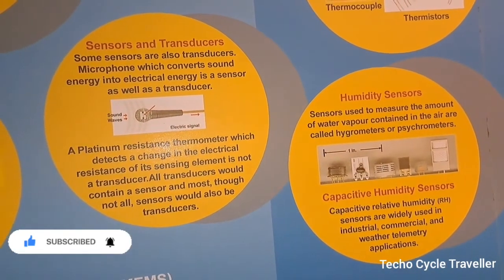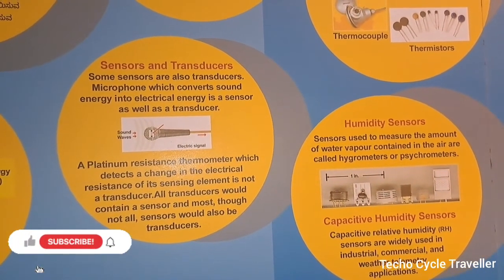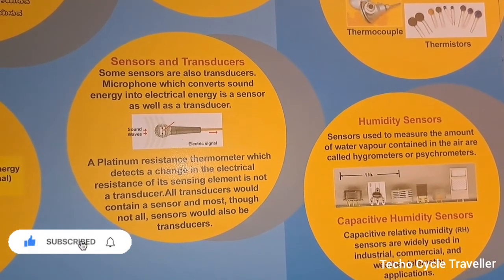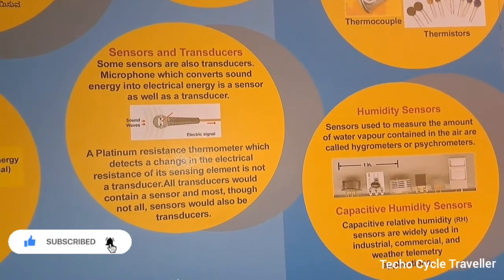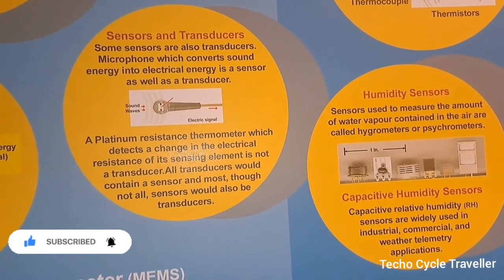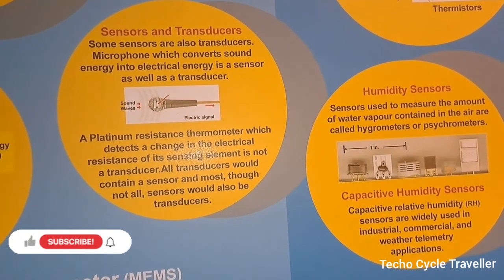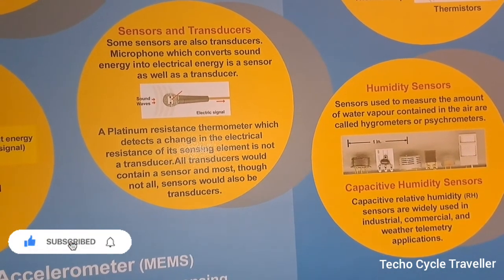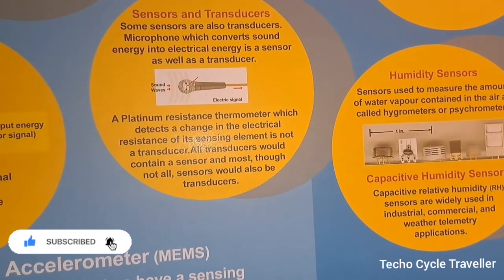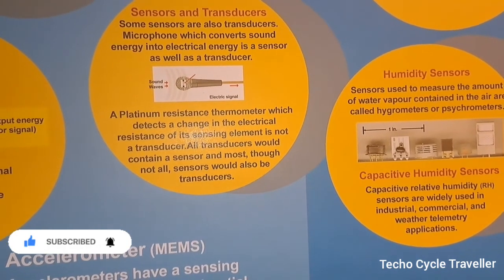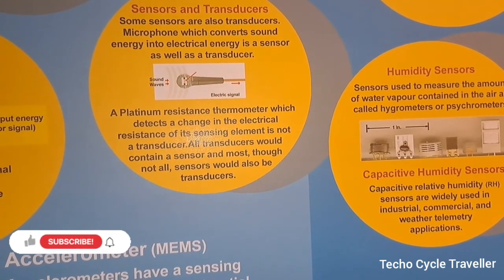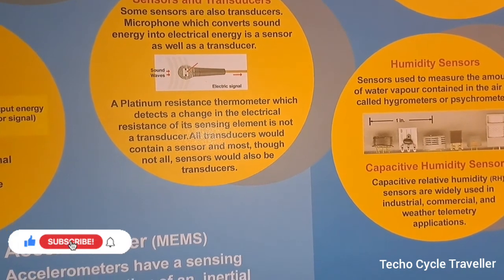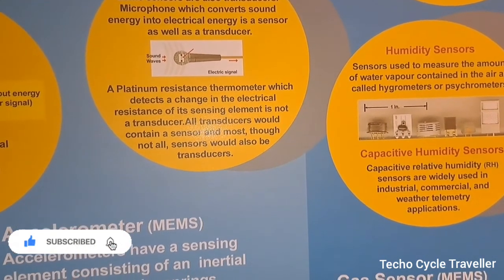Sensors and transducers. Some sensors are also transducers. A microphone, which converts sound energy into electrical energy, is a sensor as well as a transducer. A platinum resistance thermometer, which detects change in the electrical resistance of its sensing element, is not a transducer. All transducers would contain a sensor, and most, though not all, sensors would also be transducers.